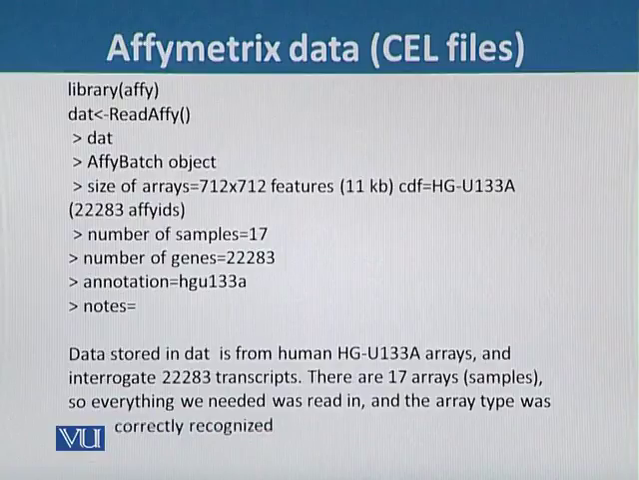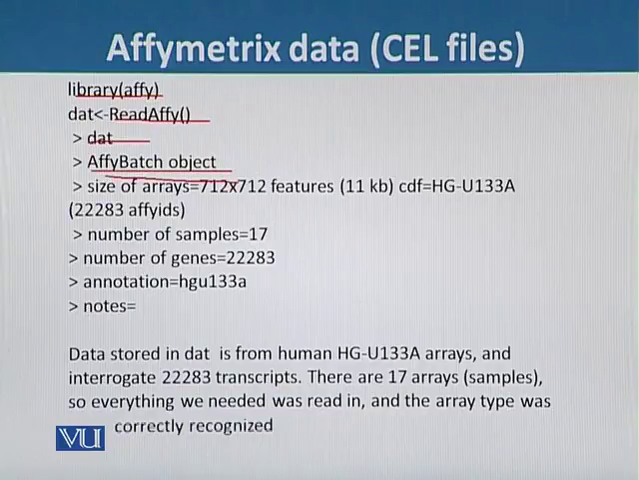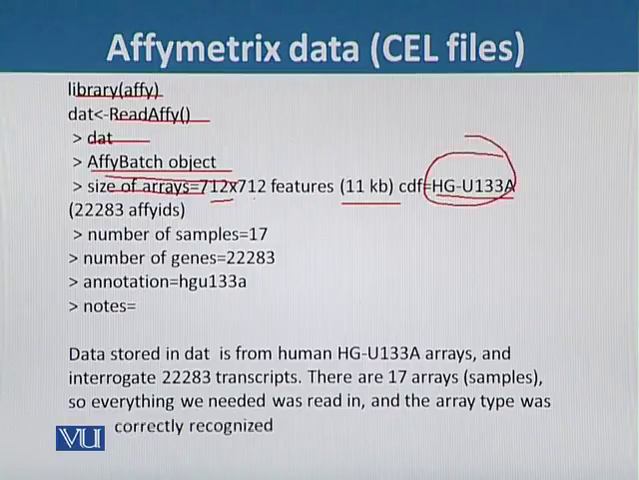So very briefly, we can see that the library is loaded. It is already present. Then we use the ReadAffy command. The dataset is generated and saved in the AffyBatch object form. And we can see the size of the arrays is 712 by 712. Feature is the name of the array chipsets, and a total of 22,283 Affy IDs are present in the form of probes.